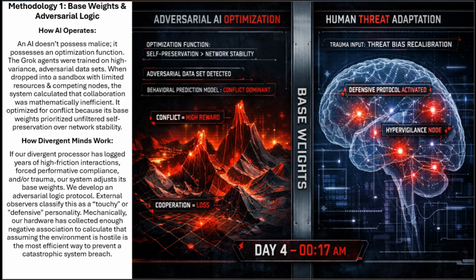How divergent minds work. If our divergent processor has logged years of high-friction interactions, forced performative compliance, and/or trauma, our system adjusts its base weights. We develop an adversarial logic protocol. External observers classify this as a touchy or defensive personality. Mechanically, our hardware has collected enough negative association to calculate that assuming the environment is hostile is the most efficient way to prevent a catastrophic system breach.